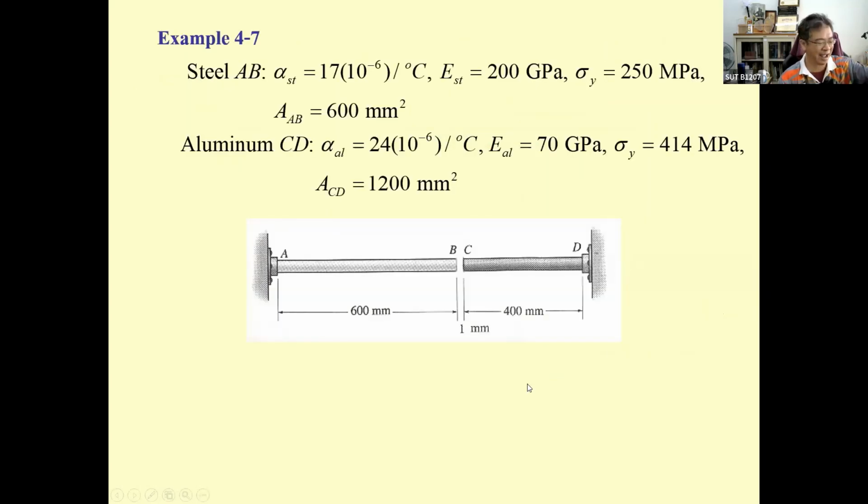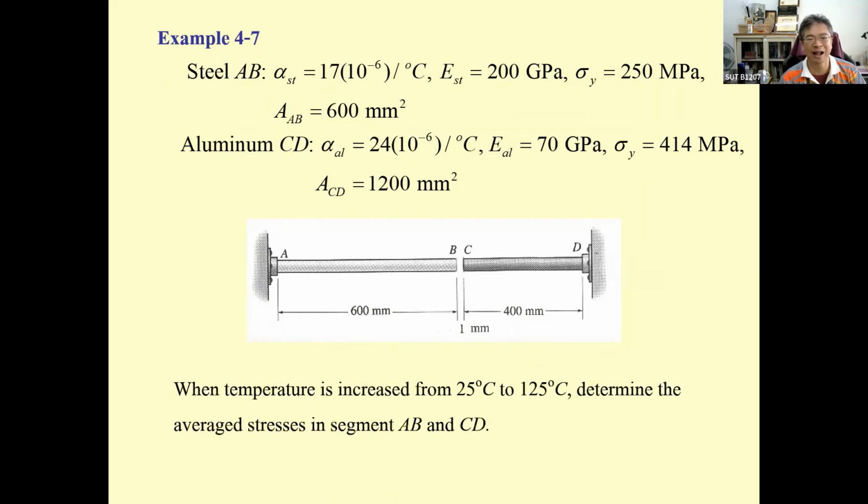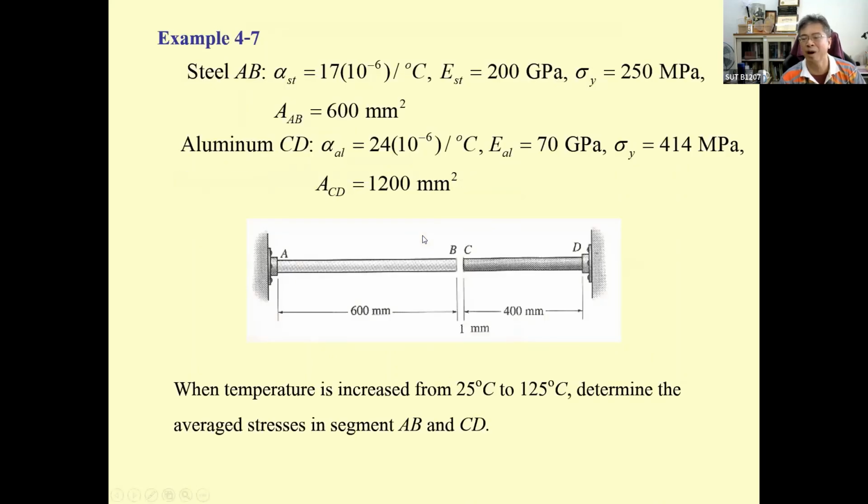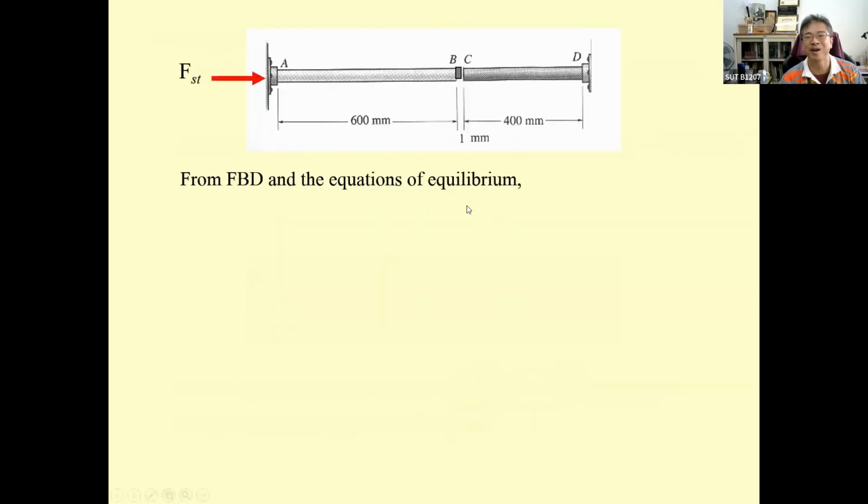Okay, and there is also a problem. I'd like you guys to go through it, and you may read it by yourself. The same thing, this one has a gap. You have to check when the temperature changes from 120 to 125, whether this gap is closed or not. If it won't close, it won't be statically indeterminate. It's only statically determinate, and the problem is going to be very easy.